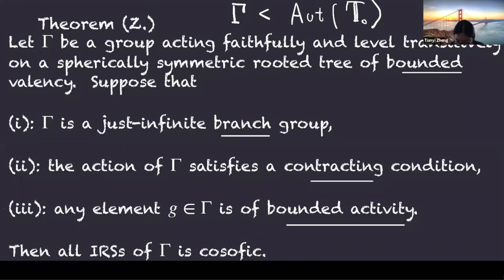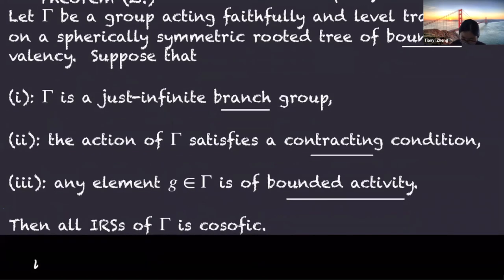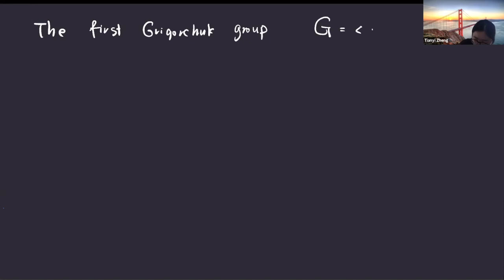Right, so it takes some time to explain what these conditions are, but maybe I'll just show you some examples where it is satisfied. The nicest example is the first Grigorchuk group. I'm going to show you what the generators are. We have this A, which acts on the rooted binary tree. A permutes the two subtrees. And then there are these three elements that are directed tree automorphisms.